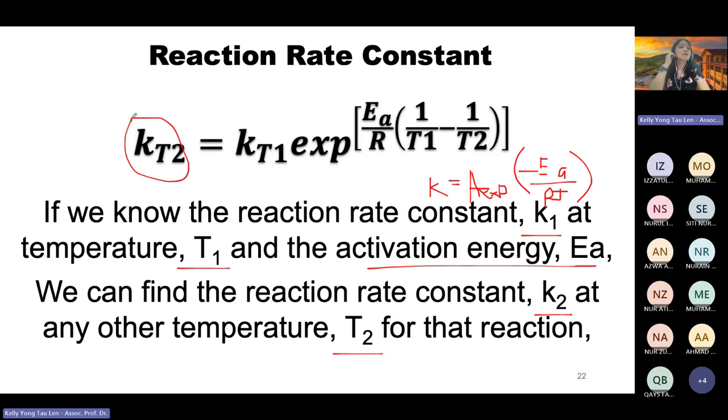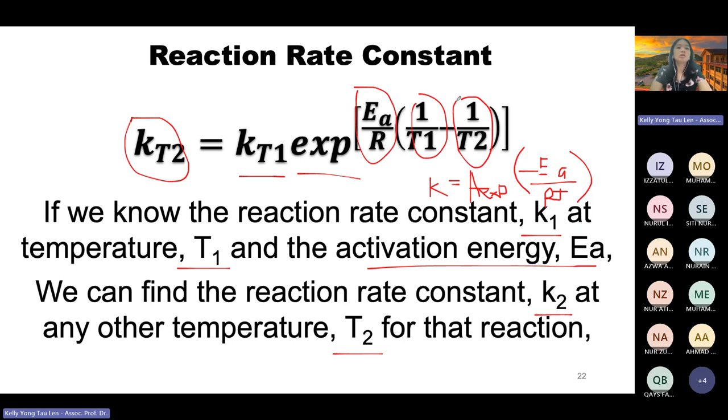Sebab tu, kalau saya ada K pada suhu yang lama, saya kena cari nilai K pada suhu yang baru. Tetapi kalau saya tak tahu A, saya tak boleh guna original version. Saya kena guna the second version. So, the K at the new temperature equals K at my original temperature, ataupun pada suhu yang saya tahu, exponential, Ea per R, dah tak ada negative sign, 1 per T1 minus 1 per T2.